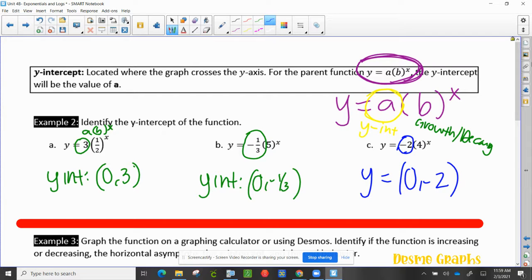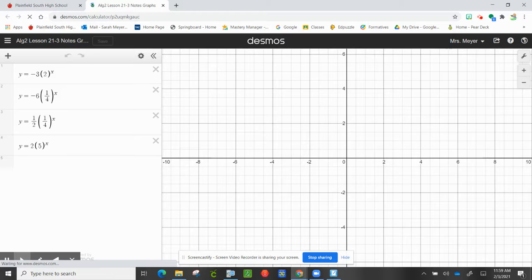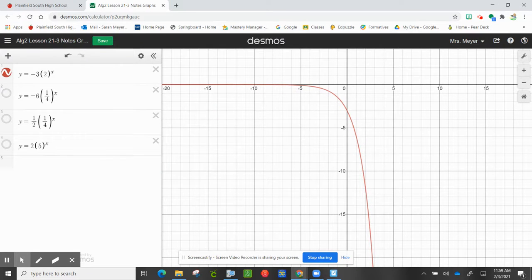Okay. All right, the last thing we're going to do is kind of put these key parts together a little bit. We're going to look at the graph of the function on Desmos and identify if the function's increasing or decreasing, talk about where the asymptote is, the y-intercept, and we'll do end behavior. Okay, so let's look at A. I'm going to go ahead and put these in Desmos. Now, I already have this set up for us, so we're just going to look at one graph at a time here. But if I look at the first graph, -3 times 2 to the x, would we say this graph is increasing or decreasing? And again, you can always zoom out if you need to or move the graph around.